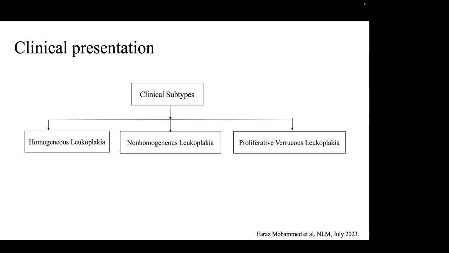presents with a speckled appearance, like a mix of red and white lesions, and somewhat like a presentation of erythroplakia, and they can also be granular or nodular white lesions. The third being proliferative verrucous leukoplakia, which is a rare and a very aggressive form of non-homogeneous leukoplakia, and it is associated with a very high risk of malignant transformation.